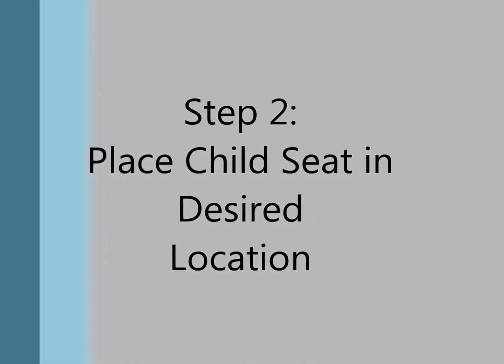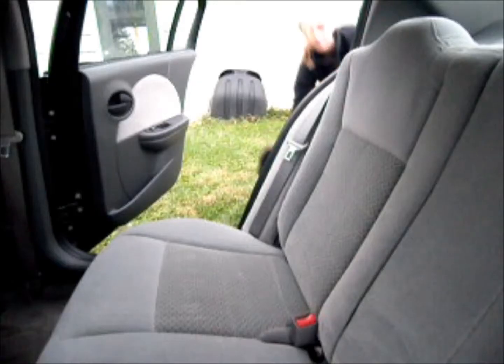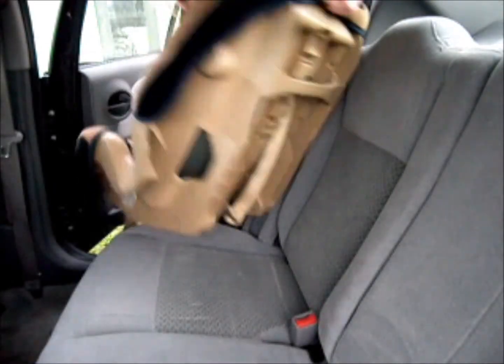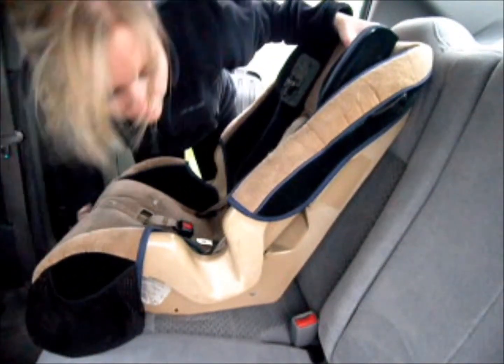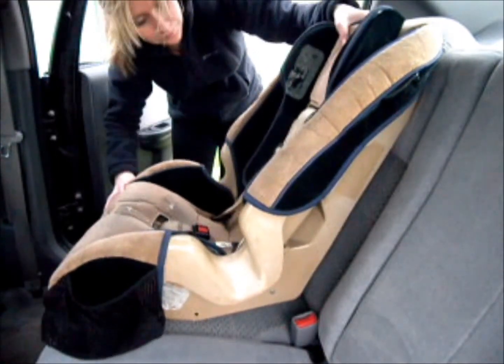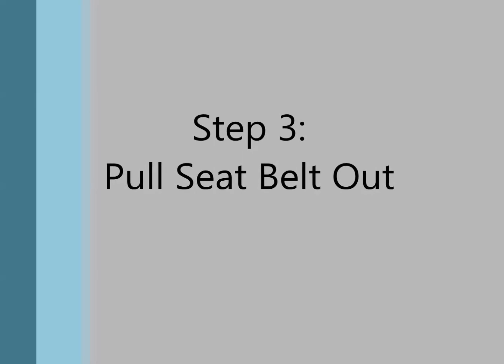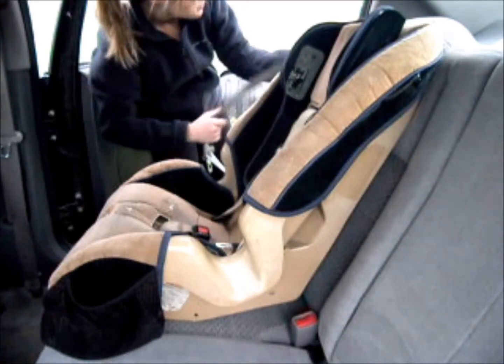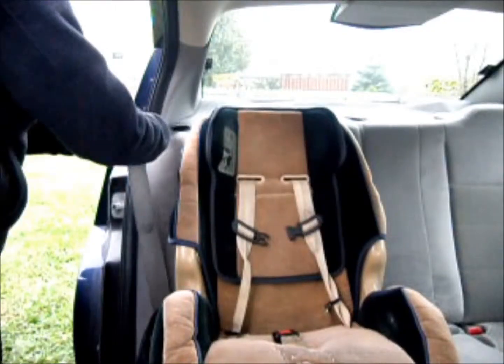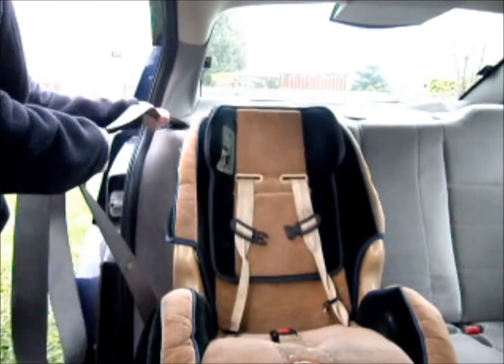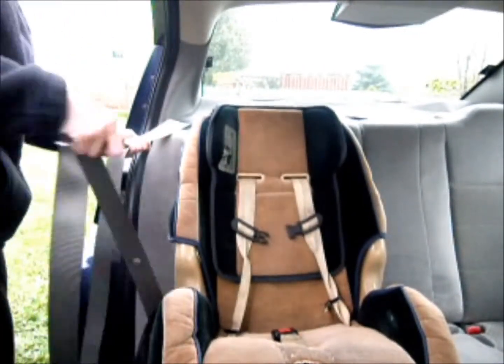Step 2. Place the child seat in the desired seat within the car. The seat belt and the seat belt latch should be accessible on each side. Step 3. Pull the seatbelt out as far as it will come. You will hear a clicking sound. Once the seatbelt is the whole way out, make sure the clip is almost centered on the seatbelt.